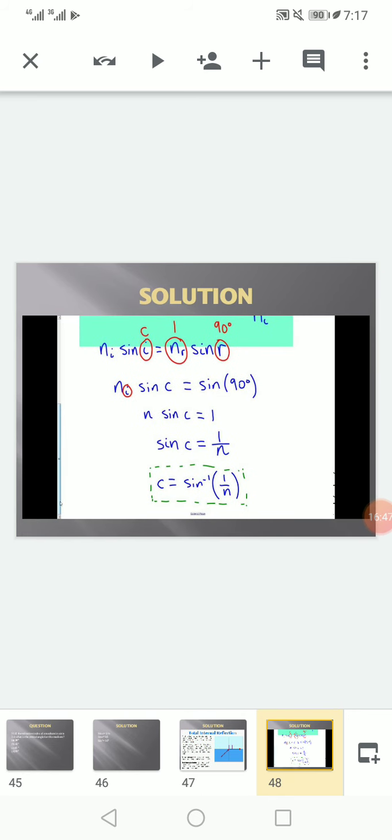This is a formula for calculating the critical angle. This is a Snell's law formula that is applicable to the critical angle. As I said, I will explain more of this in the Zoom class.